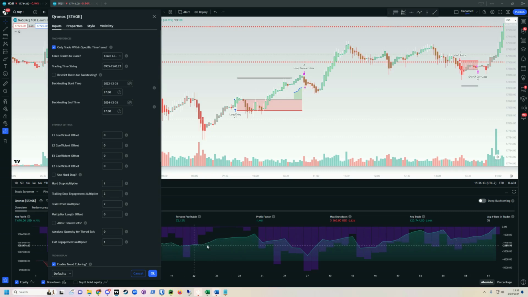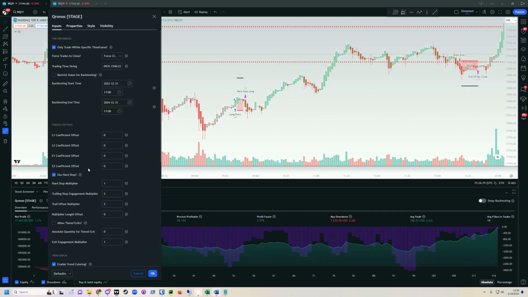But, although it is still quite profitable, as you can see, I like the hard stops on, personally. I like to use them, and it gives you a smoother curve. Generally, you'll have some changes based on what you're doing, but I like them. Now we have all these multipliers right here: hard stop multiplier, trailing stop, trail offset, and multiplier length offset.